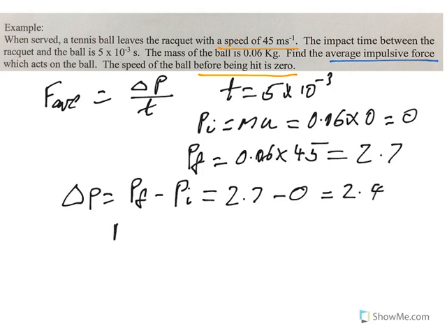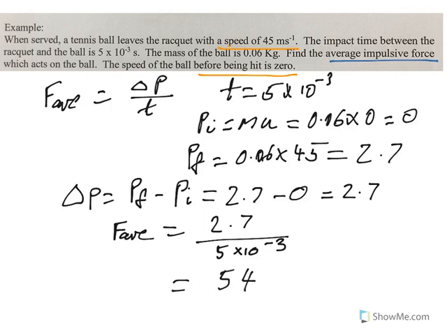So my average impulsive force would be 2.7, not 2.4 as I've written down there. Would be 2.7 over 5 by 10 to the minus 3. Stick that in your calculator and you get 540. Of course, it's a force, so 540 Newton was how hard, the average, I should say, the average force that was applied to the ball by the racket. Now, talk to you about average forces.